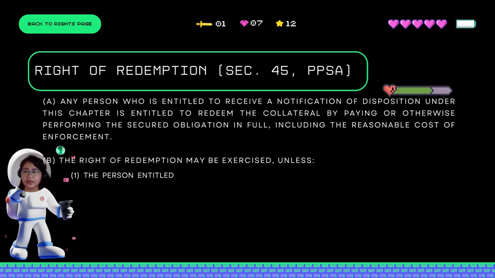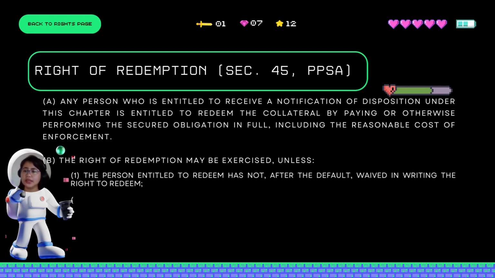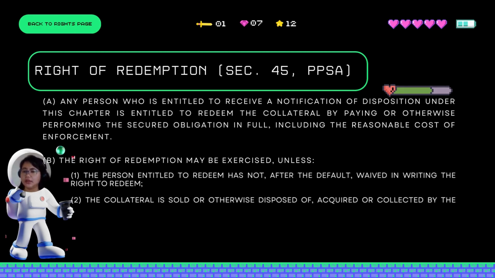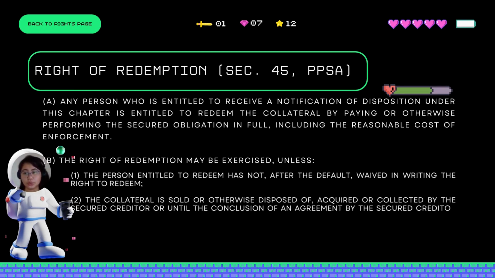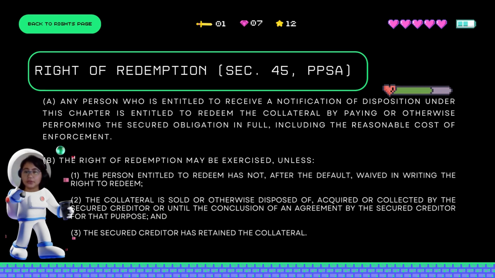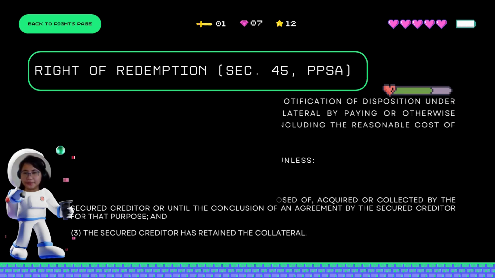The right of redemption is provided under Section 45 of the PPSA. It provides that any person who is entitled to receive a notification of disposition in accordance with this chapter is entitled to redeem the collateral by paying or otherwise performing the secured obligation in full, including the reasonable cost of enforcement. The right of redemption may be exercised unless: 1. The person entitled to redeem has, after the default, waived in writing the right to redeem. 2. The collateral is sold or otherwise disposed of, acquired, or collected by the secured creditor, or until the conclusion of an agreement by the secured creditor for that purpose. And 3. The secured creditor has retained the collateral.